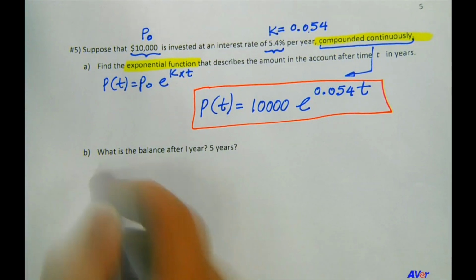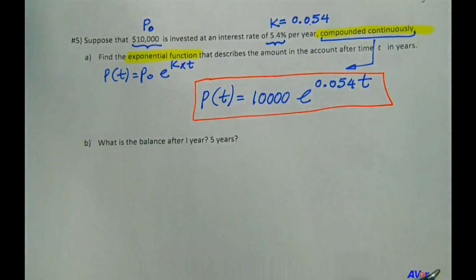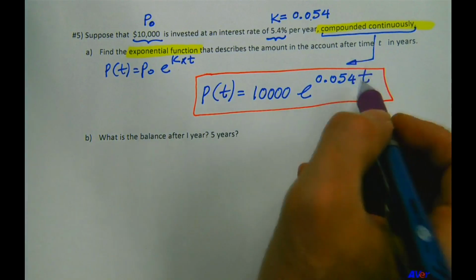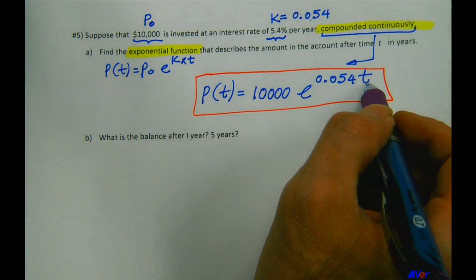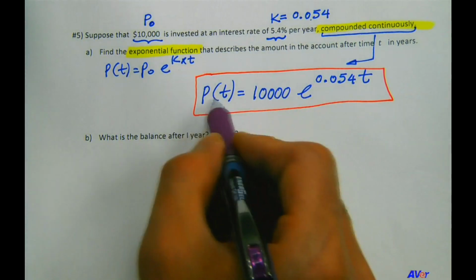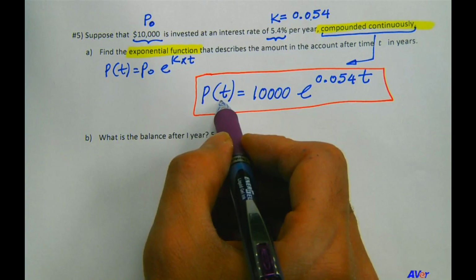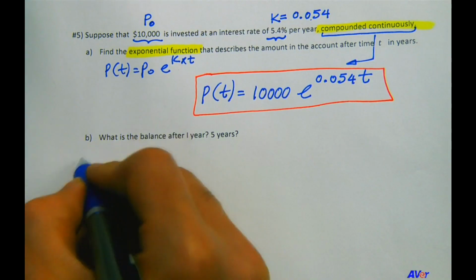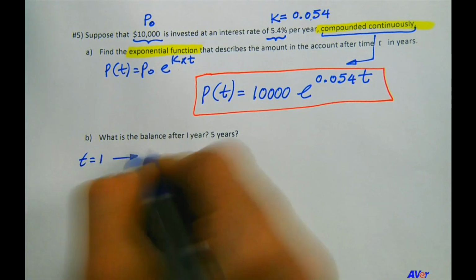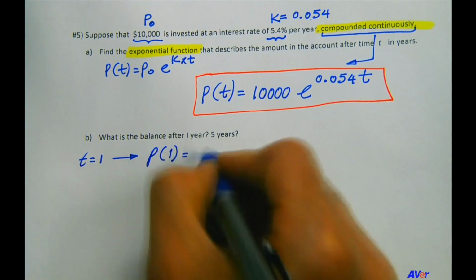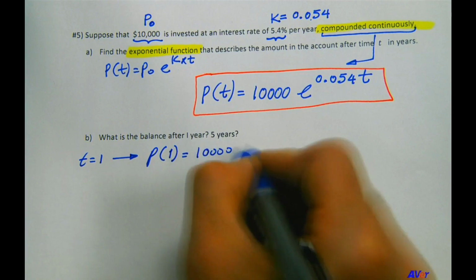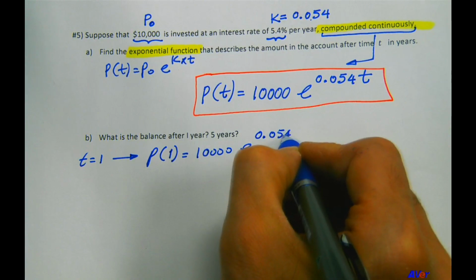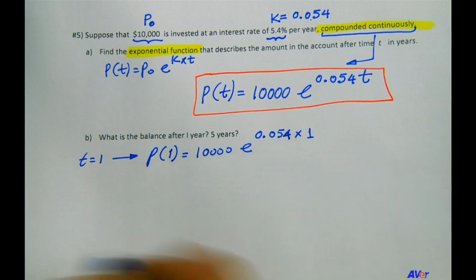Okay, then part B says, what is the balance in the account after 1 year and then after 5 years? So basically, the units of t is already in years. So they're asking us to find this quantity, P of t, the future value of the investment after 1 year, after 5 years. Okay, let's do that. So t equals 1, then P at 1, after 1 year, it's 10,000 times e to 0.054 times 1, right? t is 1.